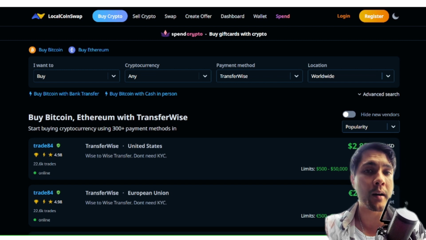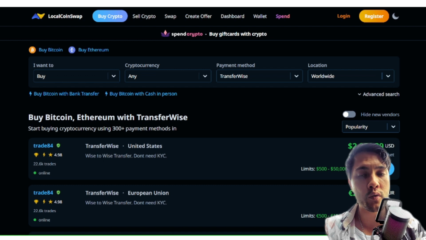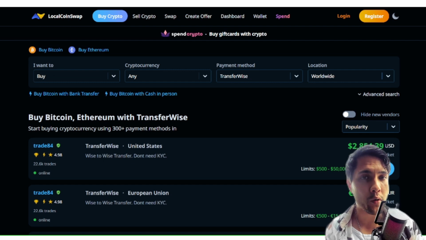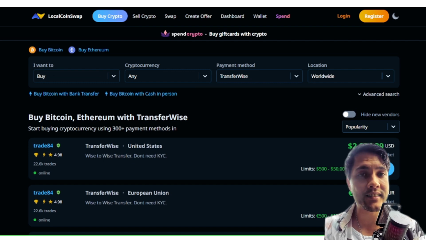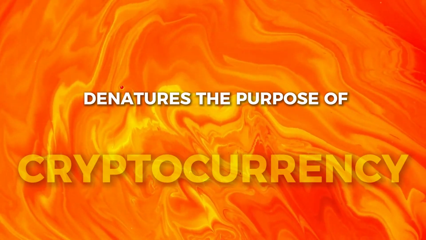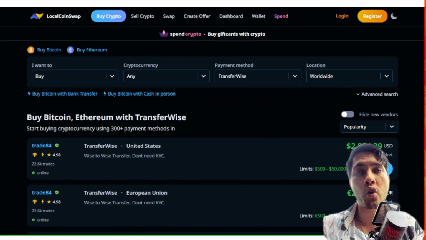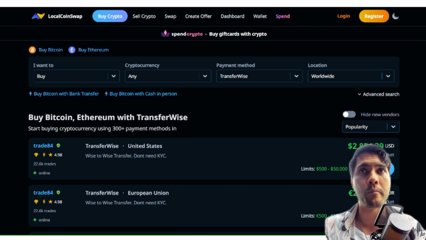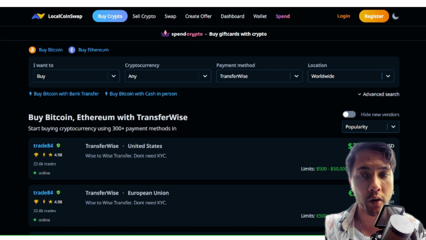One of the number one terms and conditions for using their platforms is to provide a verification of your identity. Now, the problem with this is that it essentially denatures the purpose of cryptocurrency. This is not necessarily an anti-government video or anything like that, but if anybody knows that you are purchasing cryptocurrency, well, that is essentially de-anonymizing. It's denaturing the purpose of cryptocurrency, which is that it is anonymous.